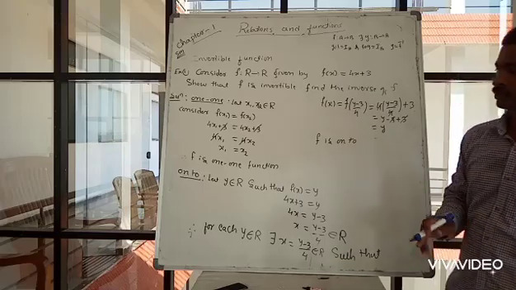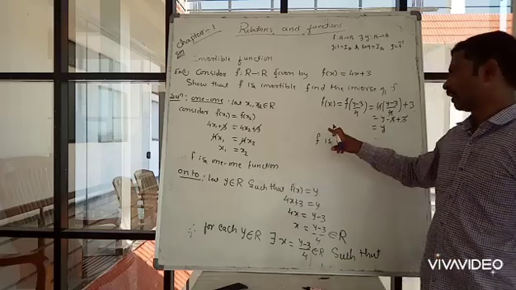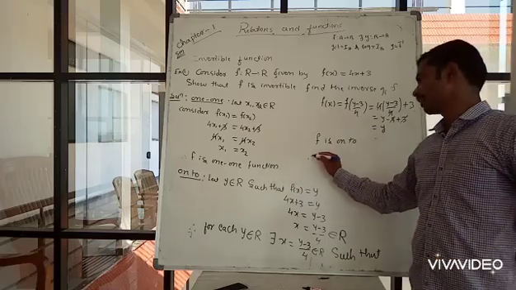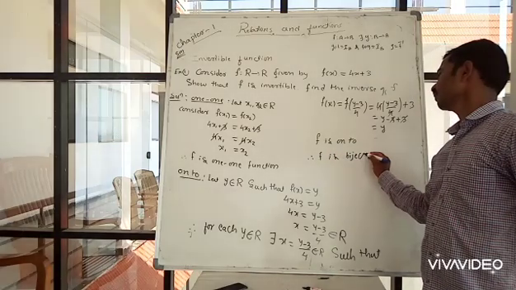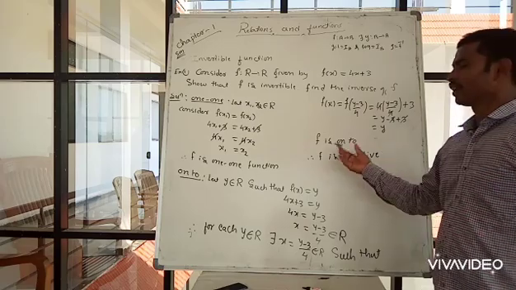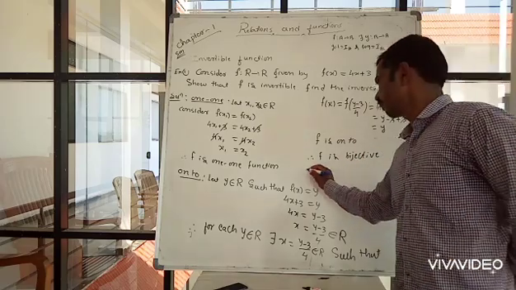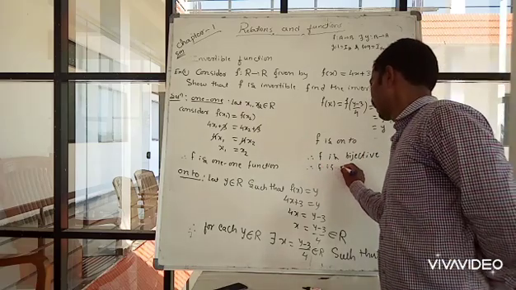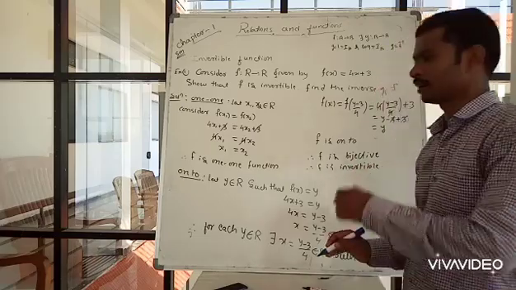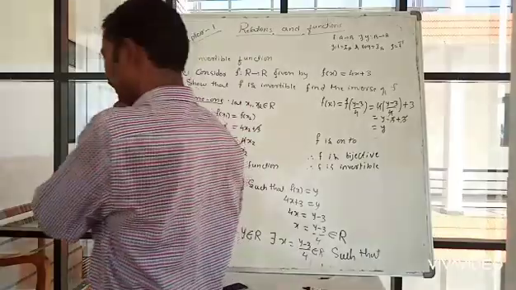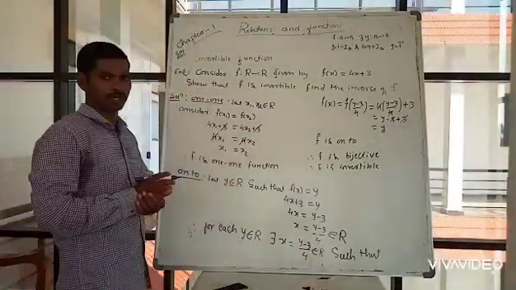F is one-one and f is onto. It means that the given function f is a bijective function. Every bijective function is invertible. F is invertible. So after that, how is the inverse of the invertible function defined?